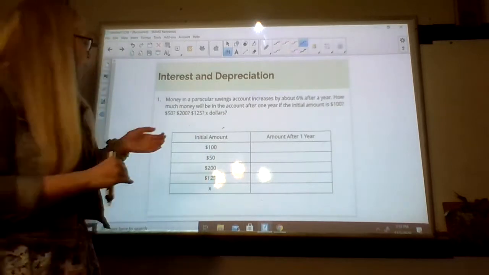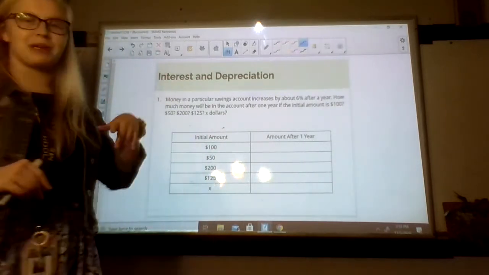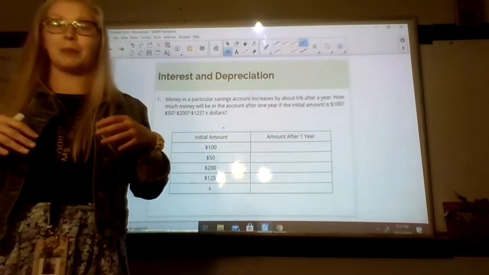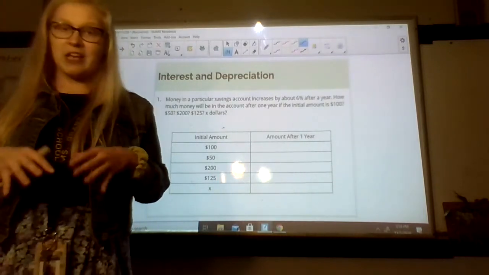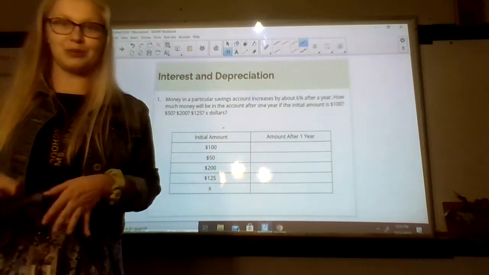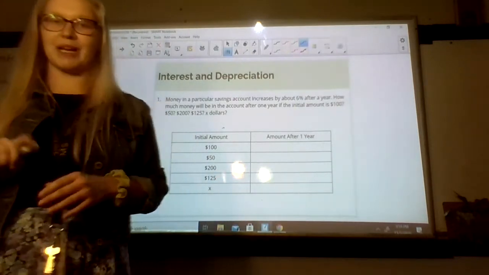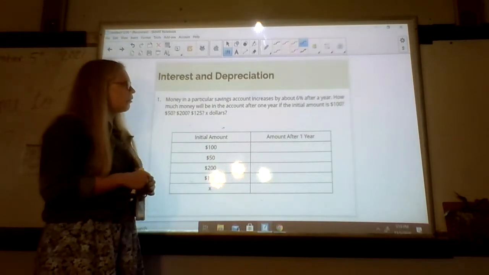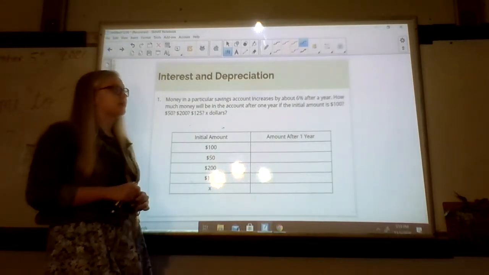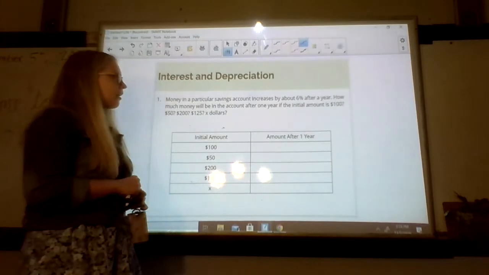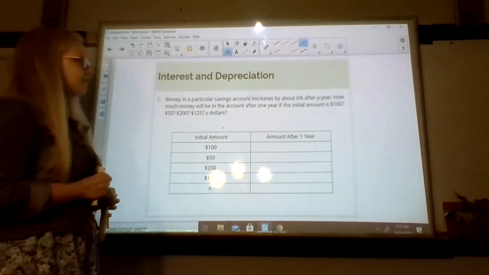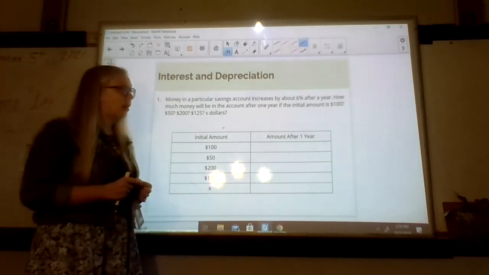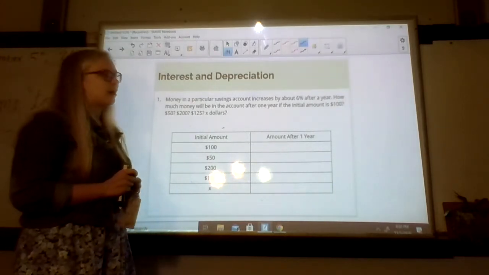So, we actually are talking about that here. Now, depreciation, that's actually the opposite, and you're going to lose money. Yes, there's a lot of things where you lose money on, and we'll talk about that in the next problem. So, money in a particular savings account increases by about 6% after a year. That's actually kind of high for a savings account. How much money will be in the account after 1 year if the initial amount is $100?